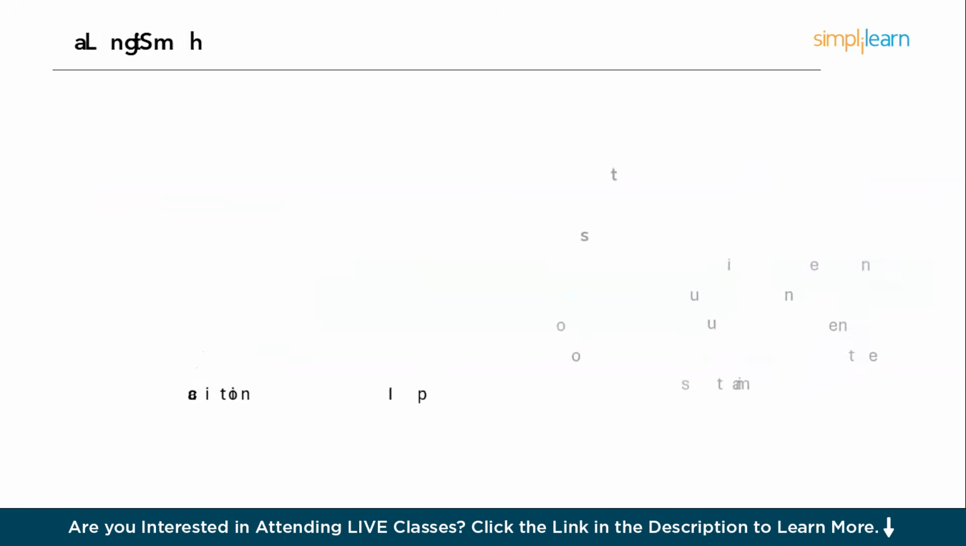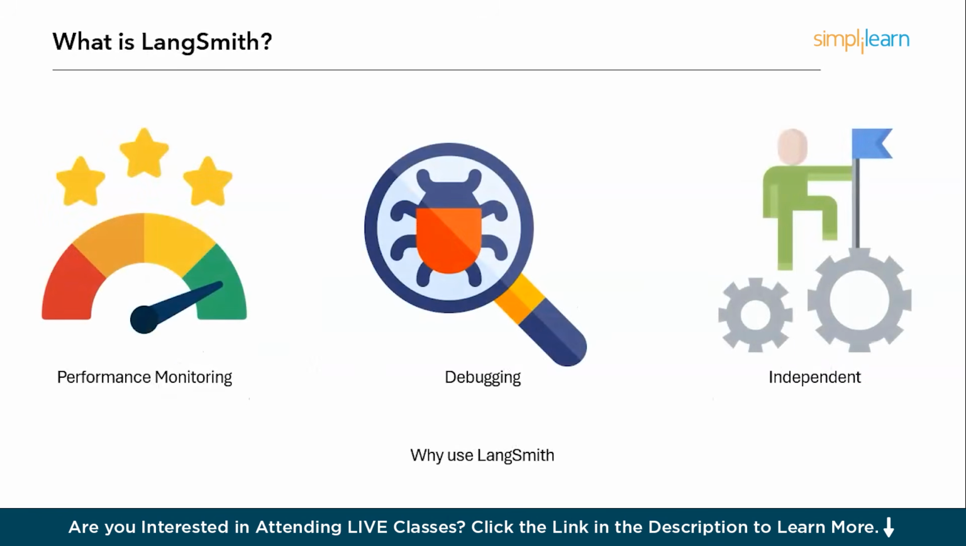Now, why use LangSmith? So there are three important reasons. Firstly, performance monitoring. It tracks API calls, token usage, errors, and latency. Second one, debugging and evaluation. It ensures models return expected results and avoid unnecessary API costs. Lastly, independent framework. It works with any LLM framework, not just the LangChain based ones.